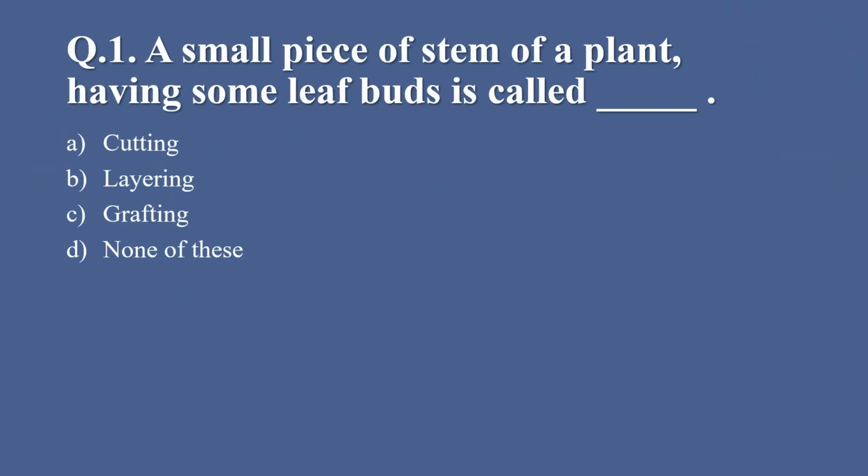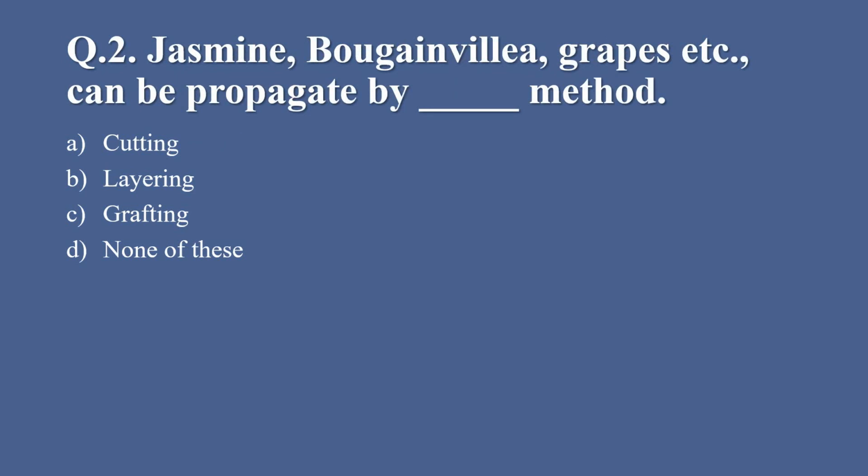Question 1. A small piece of stem of a plant having some leaf buds is called A. Cutting, B. Layering, C. Grafting, D. None of these. And your right answer is A. Cutting. Question 2. Jasmine, bougainvillea, grapes, etc. can be propagated by dash method. A. Cutting, B. Layering, C. Grafting, D. None of these. And your right answer is B.